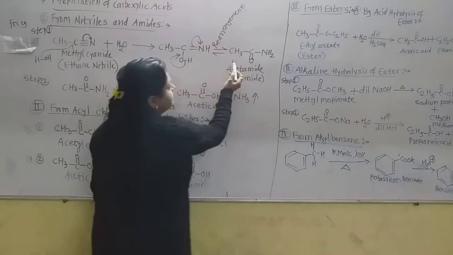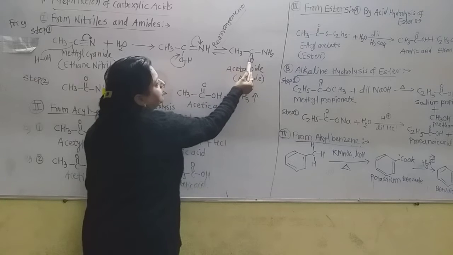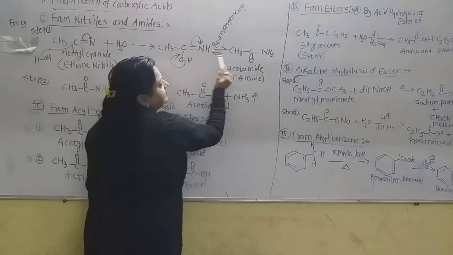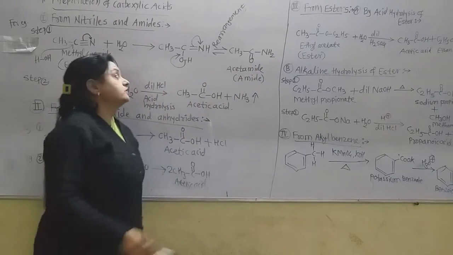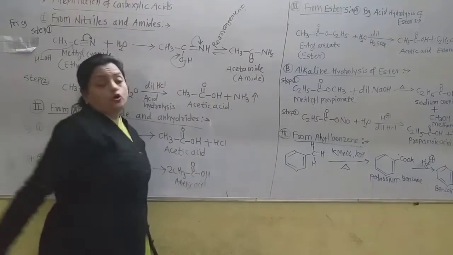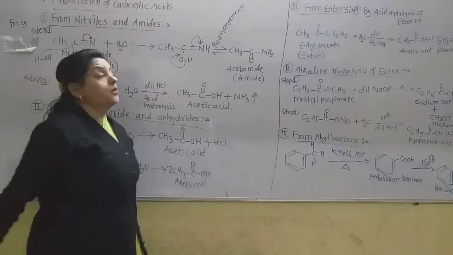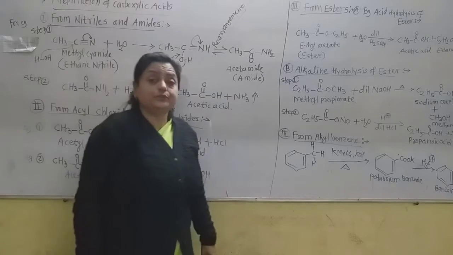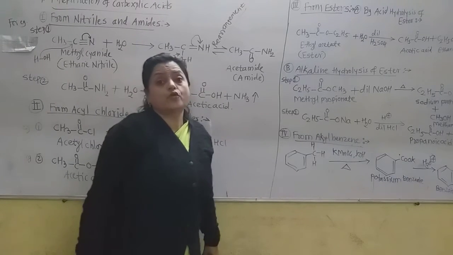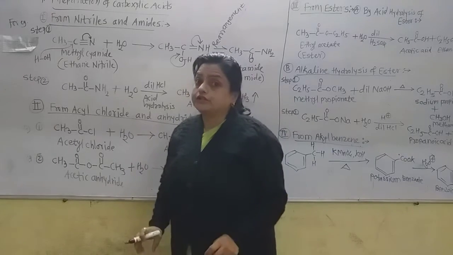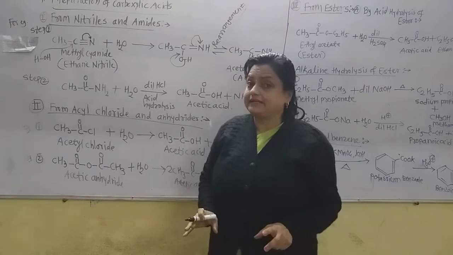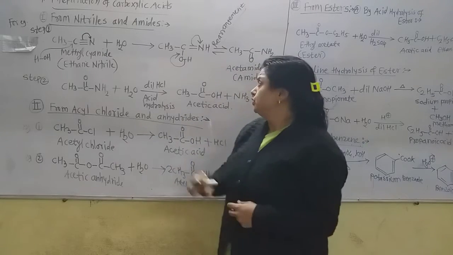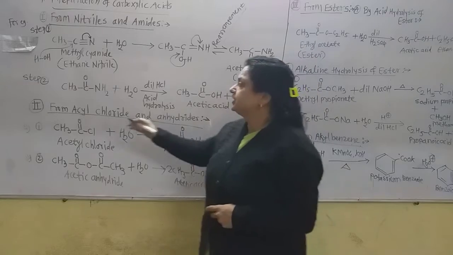Now see CH3 C double bond, only a single bond is here and this NH is converted into NH2 because this hydrogen goes again on that nitrogen. Now this is the amide and the name of this amide is acetamide. So the first step is very important. This is the very important reaction for the preparation of acids from nitriles and amides. If you do this first step, then the second step is very easy.